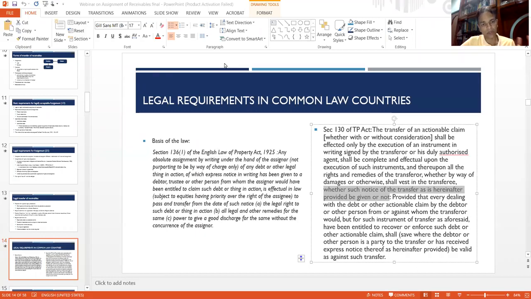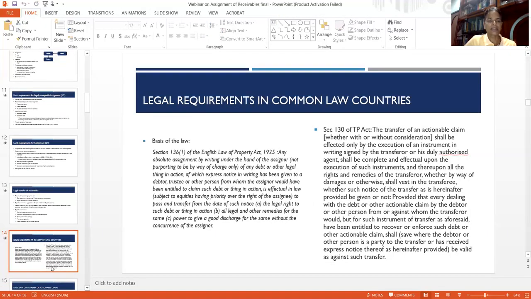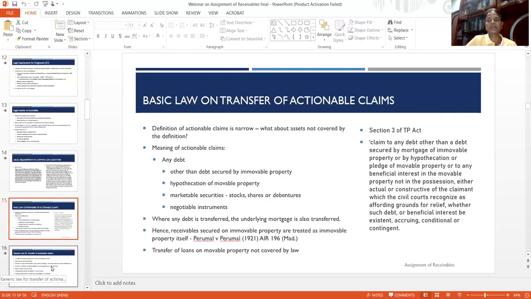There are now corresponding provisions in the Securitization Act also, the SARFAESI Act as well, which says that if I have done registration with the integrated registry, irrespective of notice to the debtor, the transaction of transfer is still complete. So in a way, the requirement of borrower notification as it exists in section 130 has now been modified by the SARFAESI Act, which is talking about public notification.